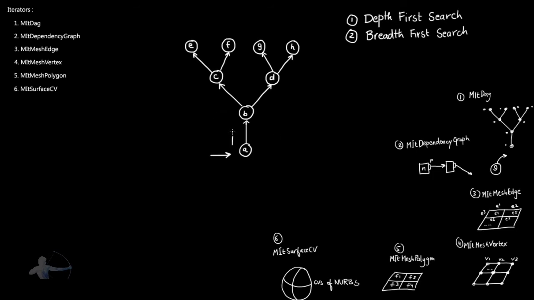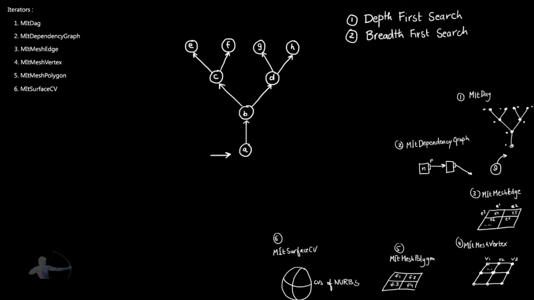So the traversing would be A to B to C to E to F, then D, then G, then H.